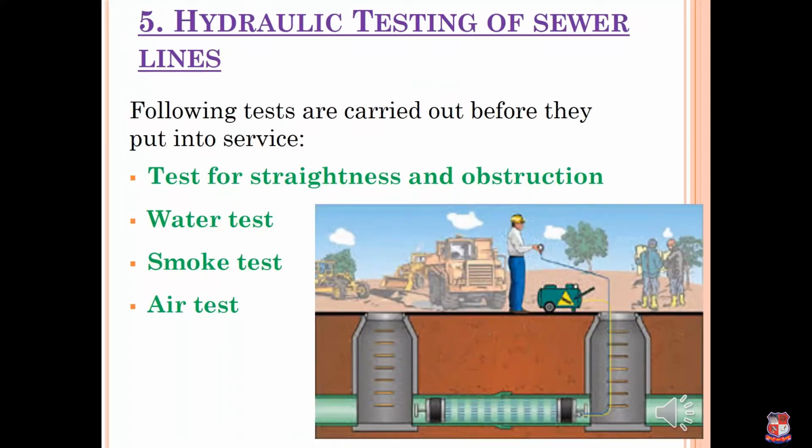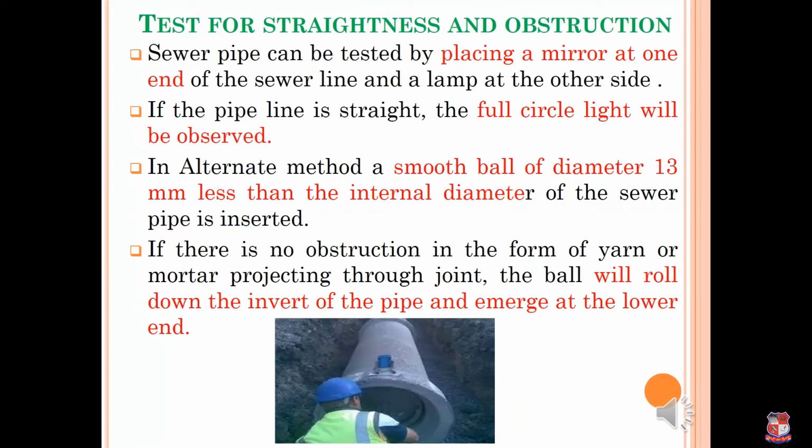Next after laying, hydraulic testing of sewer is to be done, and before putting it into service, it is very essential to test it for different criteria. So first is test for the straightness and obstruction. So straight है कि नहीं, कोई obstruction है कि नहीं, that you have to check. Water test, water leakage तो नहीं है, smoke test and air test. These are the tests to be carried out. So first we'll discuss the test for the straightness and obstruction.